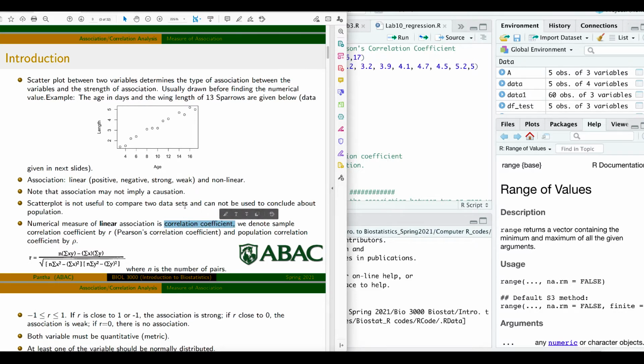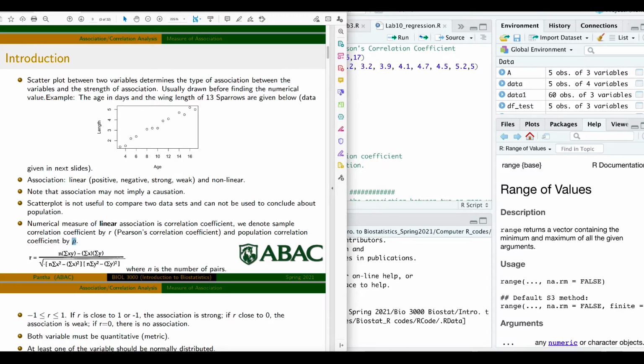We call it the correlation coefficient. We denote the sample correlation coefficient by lowercase r. We call it Pearson's correlation coefficient. And the population correlation coefficient is denoted by rho. We read that as rho, R-H-O, rho, okay?